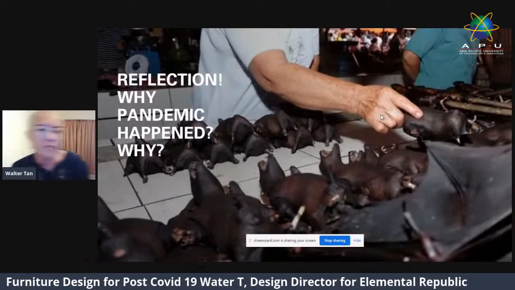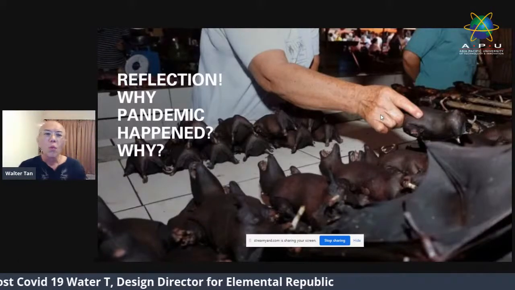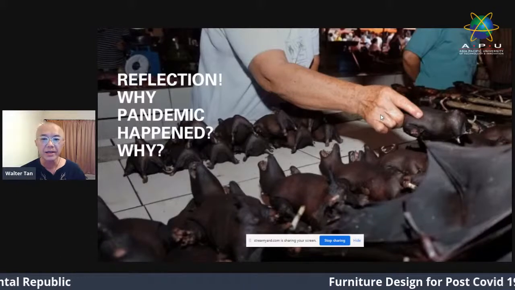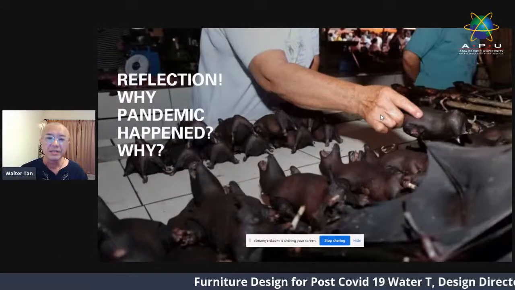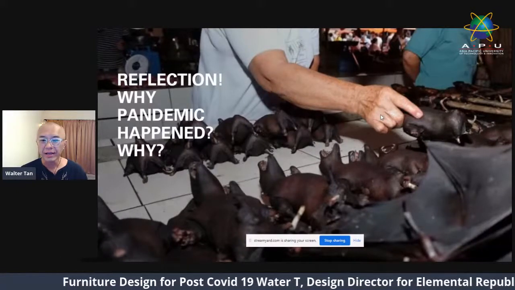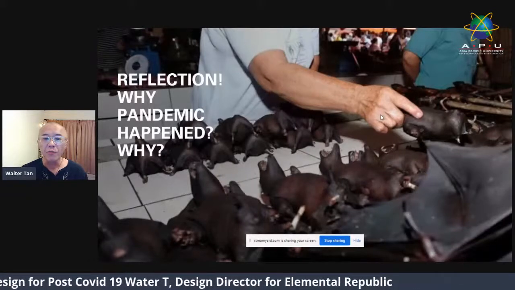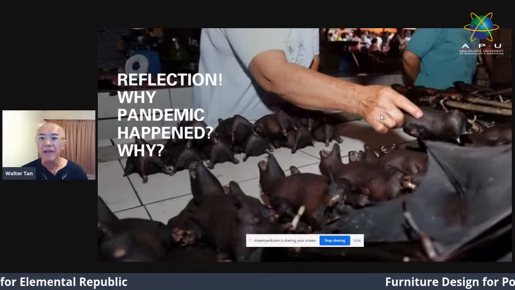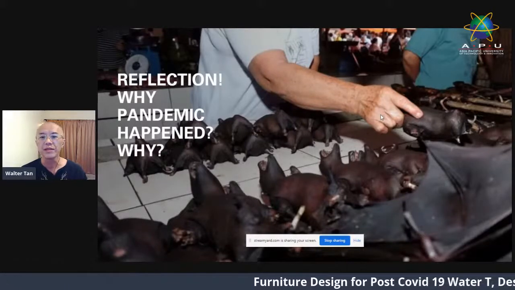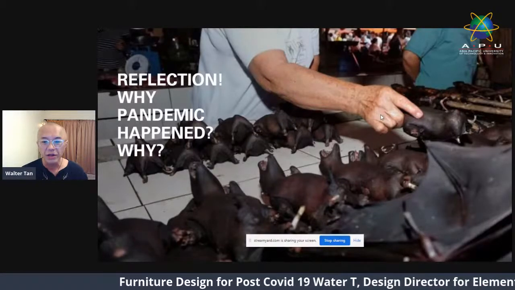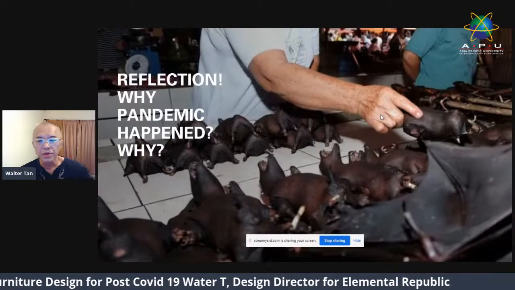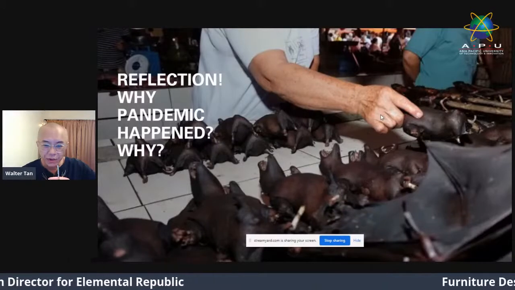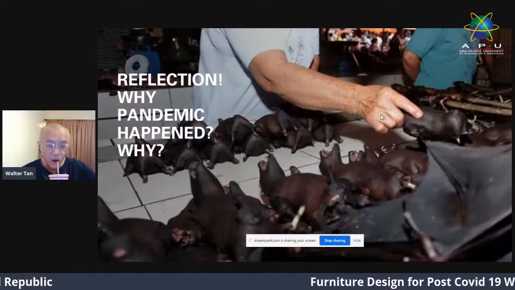Okay, now reflection. Why did this pandemic happen? This is only my view. The report says this pandemic actually came from bats, but there is actually no proof to show it yet. WHO is still investigating why it spread in Hubei, Wuhan.